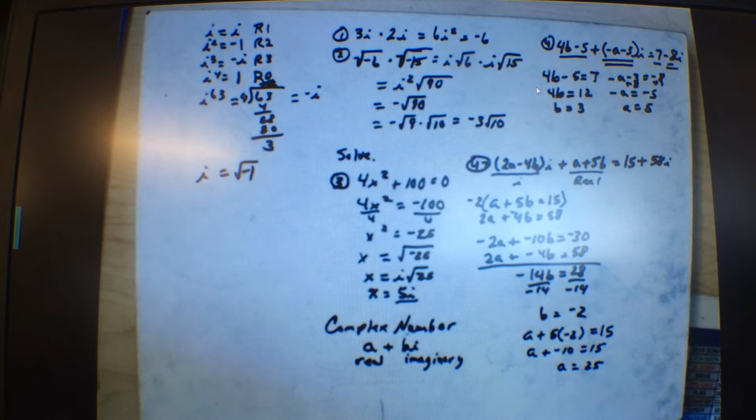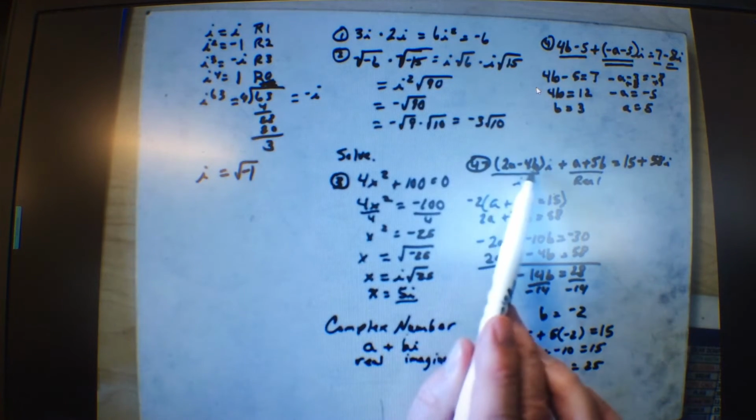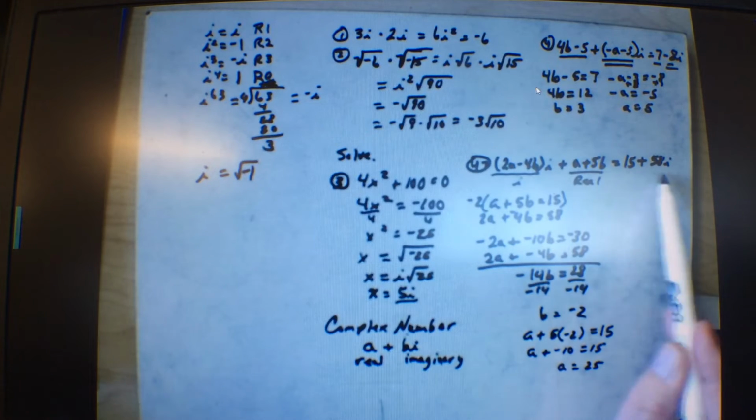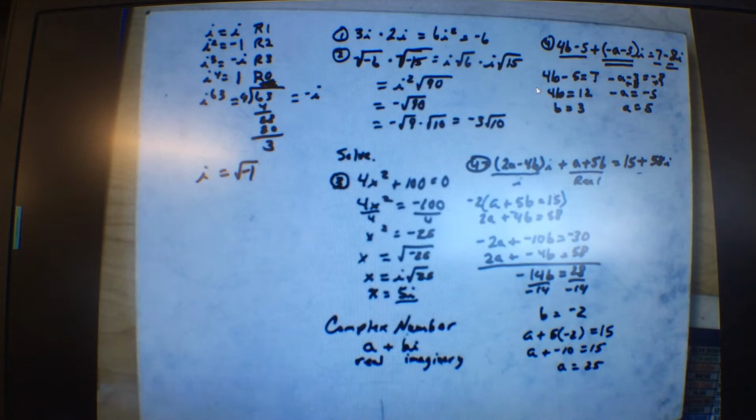We used to put them as an ordered pair. It doesn't have to be an ordered pair because we're not graphing. Which one would go first if we did that? A. It's always in alphabetical order. So what is that telling you? It's telling you that the real part, a, has to be 25 and b has to be negative 2 in order for this number to equal this number.